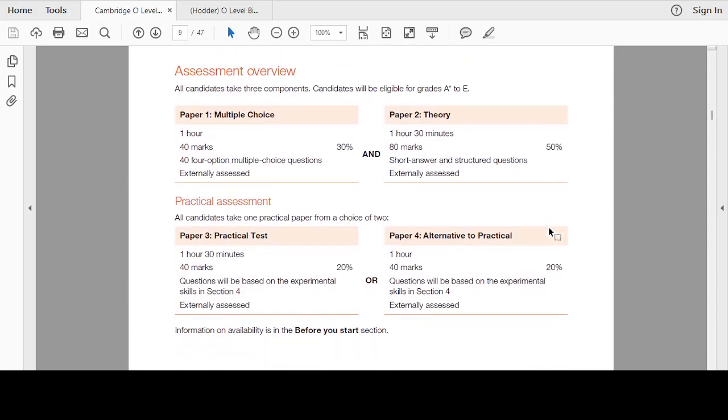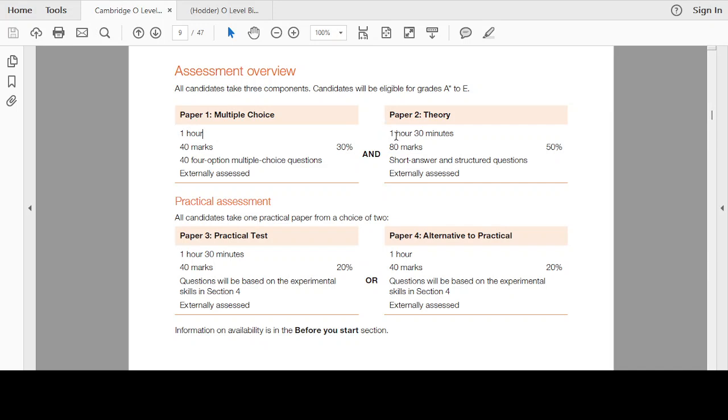The assessment overview: there are three papers that you would have to give. Paper one, by the way, this is the syllabus for 2026 to 2028. Paper one is a multiple choice MCQ paper. There will be 40 questions, each question worth 1 mark. The total time you will have is 1 hour.